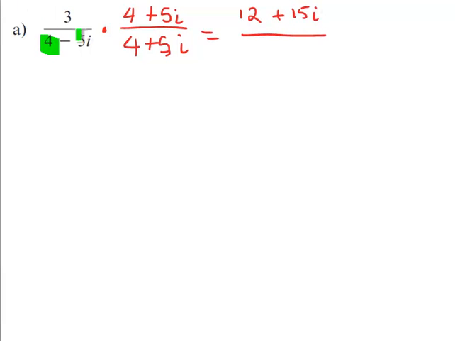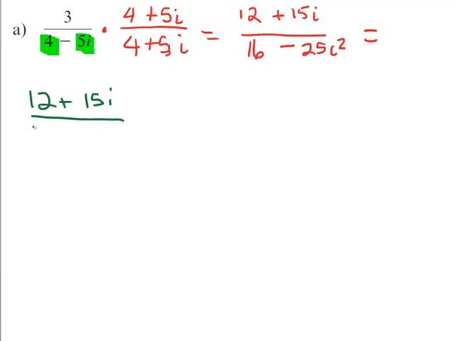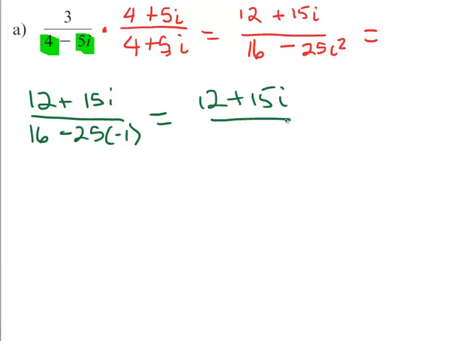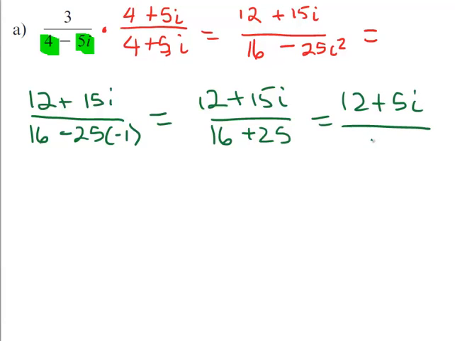Here, I'm going to deal with the square of this and the square of that. So I'll have 16 minus, because these are conjugates, 16 is 4 squared, and 5 squared would be 25i squared. And in the next version, that will be 12 plus 15i over 16 minus 25 times negative 1. 12 plus 15i over 16 plus 25. As you get more proficient at this, you're not going to need to write out every step, but you're going to need to write out most steps.